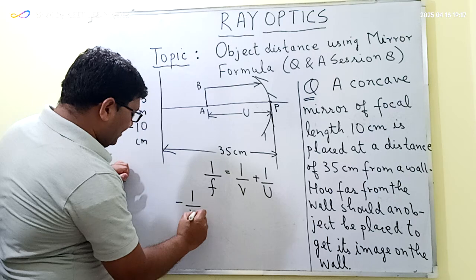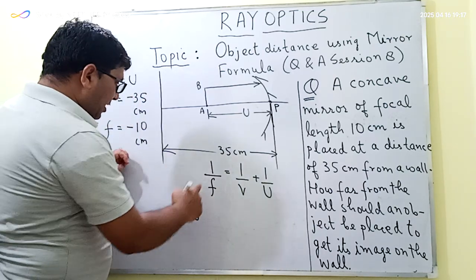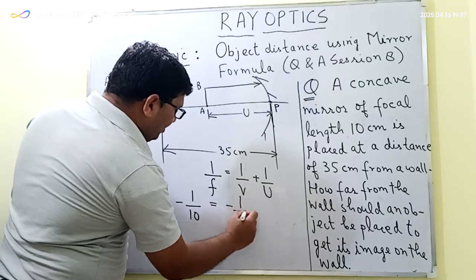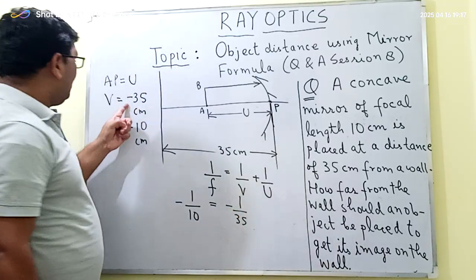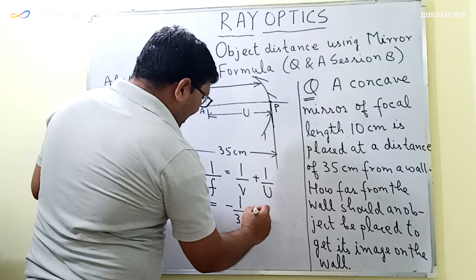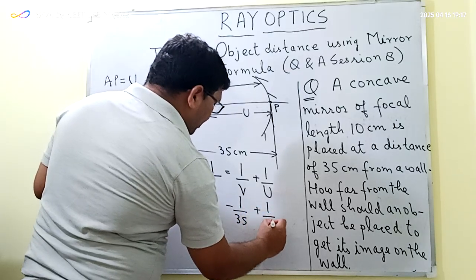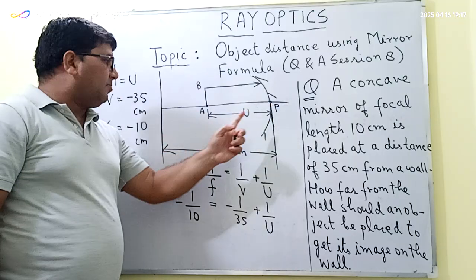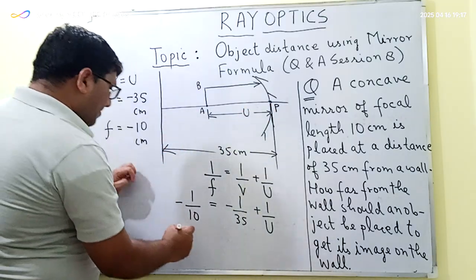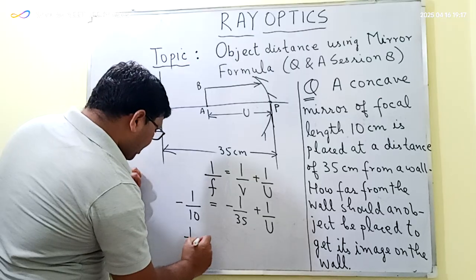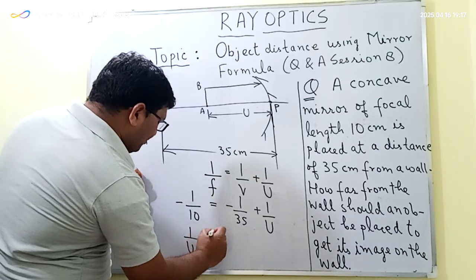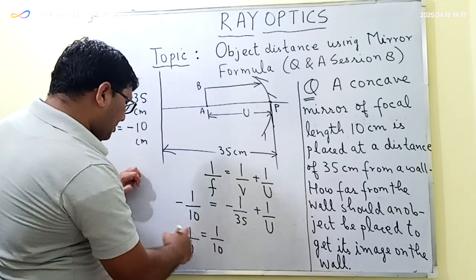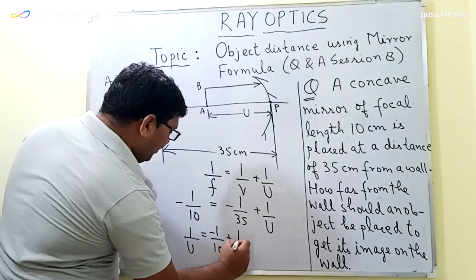So by using this mirror formula, I will be getting the equation as minus 1 by 10 is equal to minus 1 by 35, because v is also equal to minus 35 cm, plus 1 upon u, and u is the object distance from the pole of the mirror. So from here 1 upon u will be equal to minus 1 by 10 plus 1 by 35.